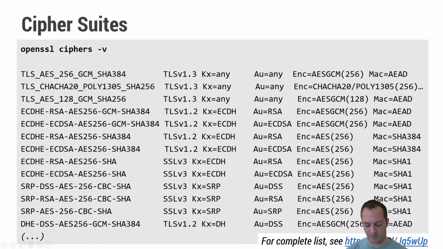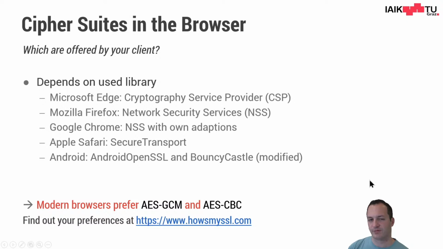There's, by the way, the list will continue, so if you want to see more, then have a look at this link. What cipher suites your browser offers to a server depends on the browser used. So it can be that, for example, the communication to a server is secured differently whether you use Chrome or Firefox. Why? Because these two browsers, and actually all the browsers, are relying on different libraries to retrieve these cipher suites from, and also to do encryption with. So for example, Microsoft Edge is using the cryptography service provider, or in short CSP, that's included in the Windows operating system.